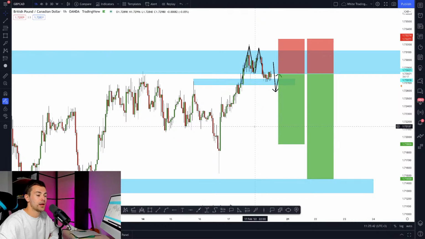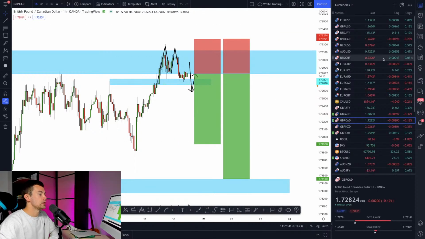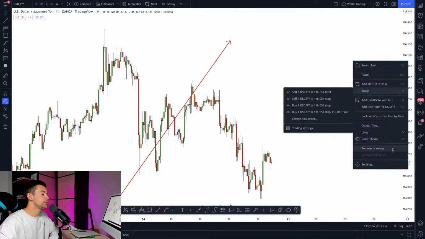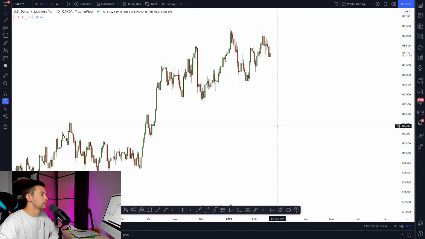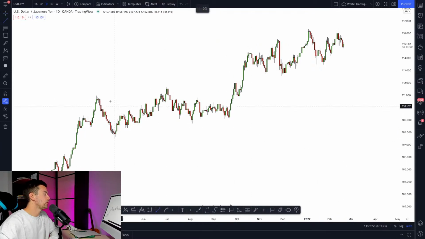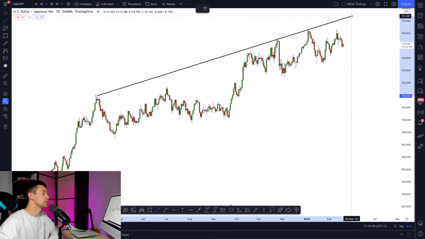Oliver asked to analyze dollar yen. So let's take a look at dollar yen together and check what is happening there. The dollar yen pair is very bullish. We are trading in a bullish trend, and I want to remind you that the market is following this major rising trend line.